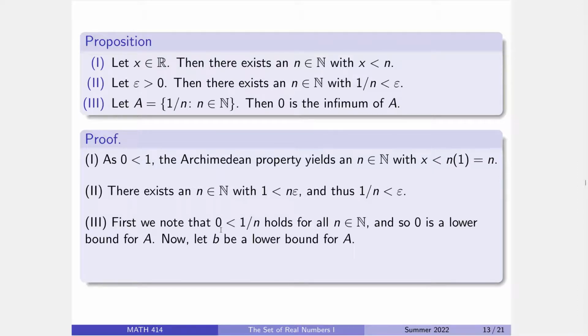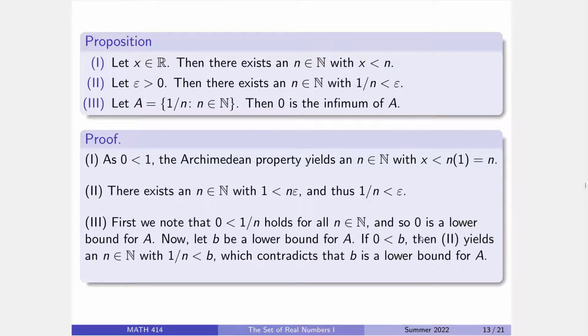Let's say you take any lower bound. I want to prove that it is always less than or equal to 0, so suppose not. If it's strictly positive, then point 2 lets me find a natural number that is strictly less than it, which would mean that b cannot be a lower bound, which is contradicting my assumption. So it's got to be that b is less than or equal to 0, so 0 is the largest possible lower bound of that set. So 1 over n is bounded below by 0, and it's the biggest thing it's bounded below by.